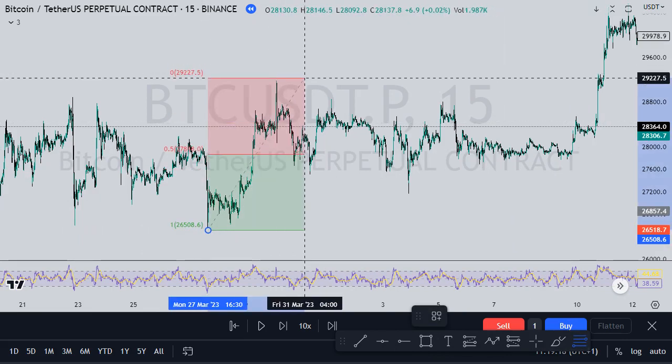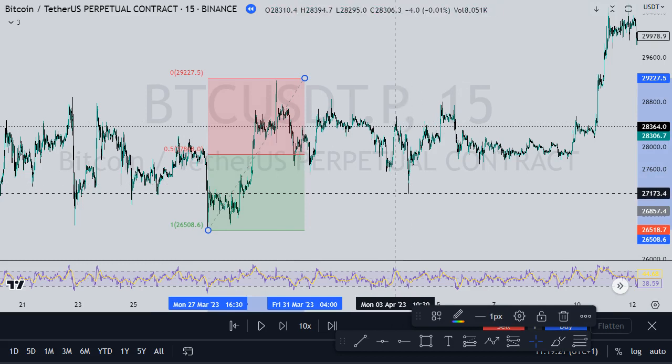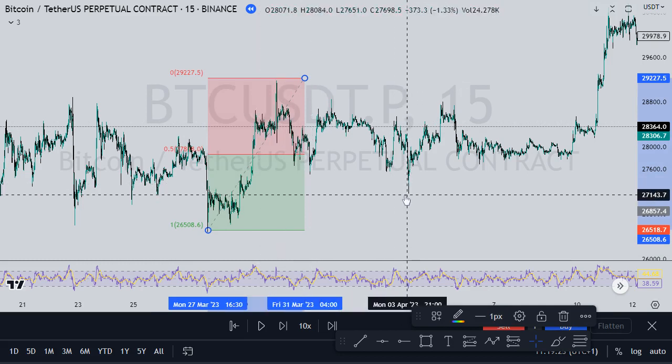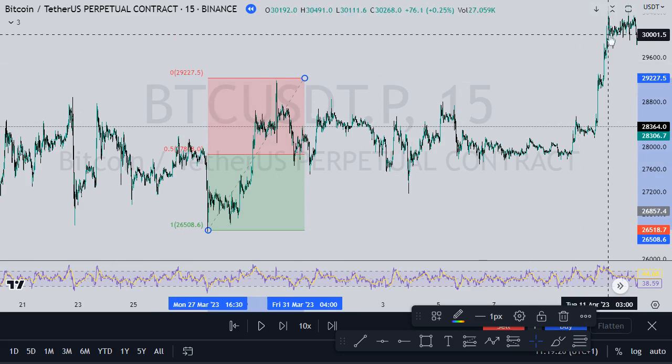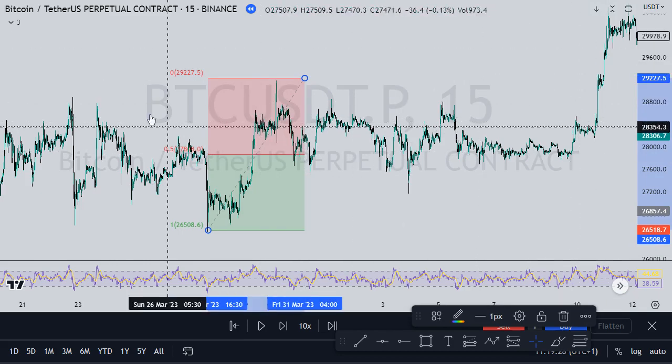Okay, so this is our retracement tool. Price dipped into this green zone, this level, before it started going up again for an uptrend.